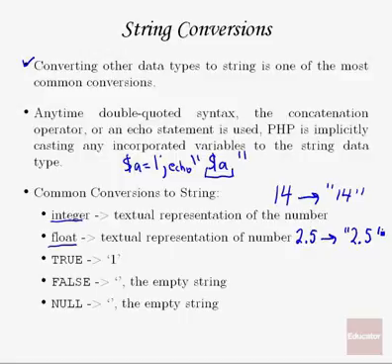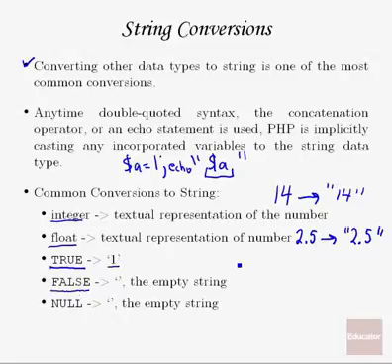Some of the less intuitive ones are if we convert the Boolean value true to a string, it becomes the value 1. If we convert a Boolean value false, it becomes the empty string, which is just a string with no characters in it. And if you convert null to a string, it also becomes the empty string.